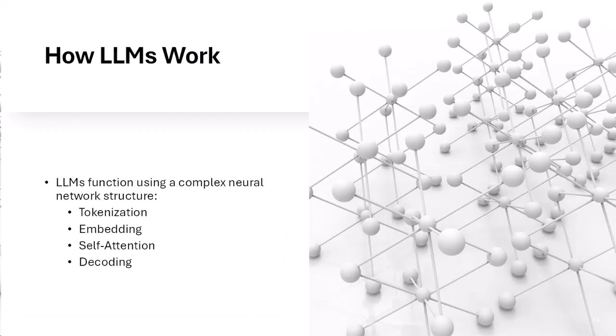All right. So let's talk about how LLMs process information through these key stages and explain each part of the process in detail. Okay. So LLMs function using a complex neural network structure that processes text through several distinct layers and stages. So let me walk through each stage.